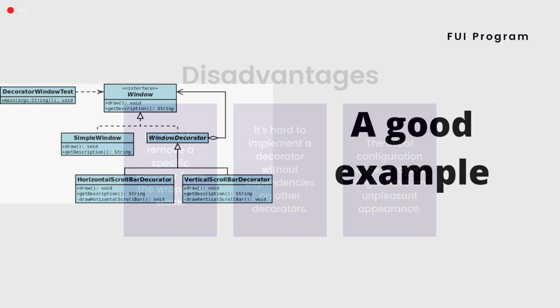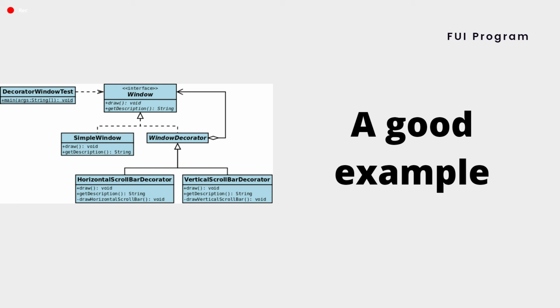A good example of a decorator is when we have a component with many features, and the main class has its decorators for that extra functionality. In this case, we have the example in the presentation, which is a window system. In this window system, there are two types of windows: simple windows and window decorator. Simple window doesn't have any decorator or extra functionality, but Window Decorator has two functionalities that are horizontal scroll bar and vertical scroll bar decorator.